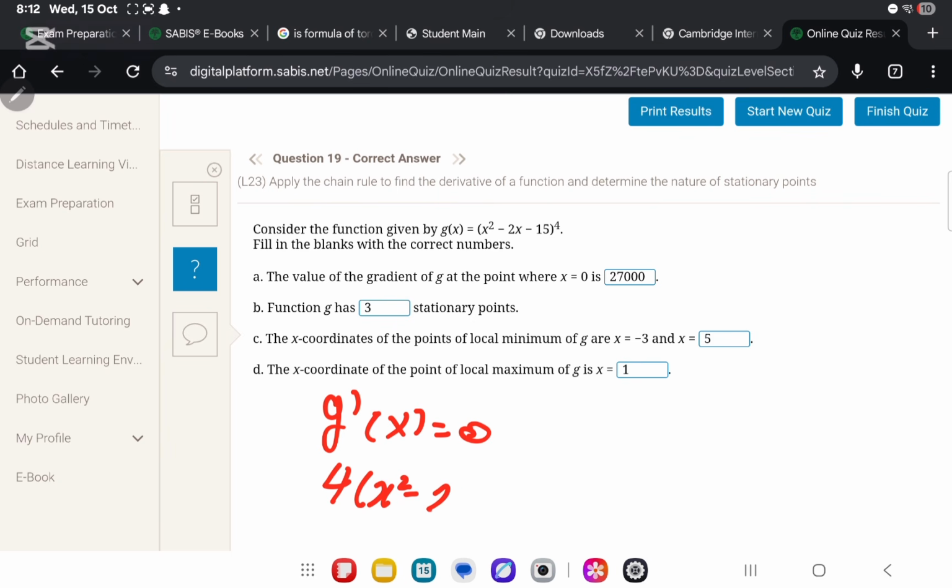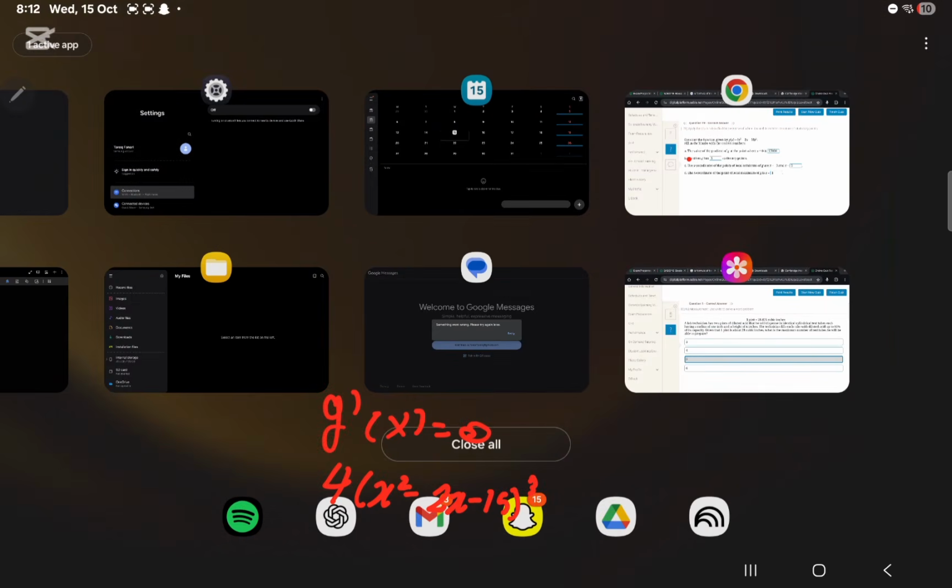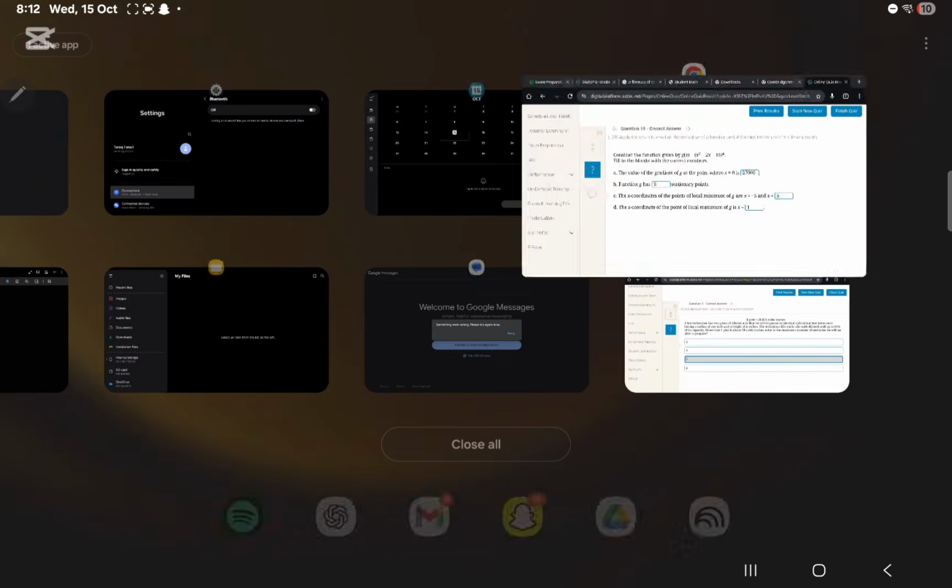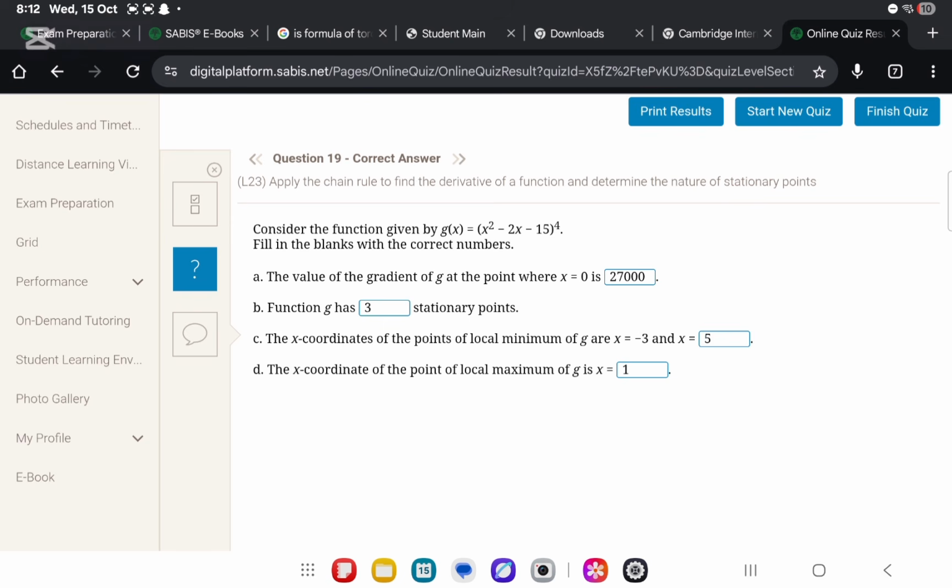x squared minus 2x minus 15 cubed into... sorry, why did this open? Yeah, thank you. Okay. I didn't even press this button, but sure, okay.